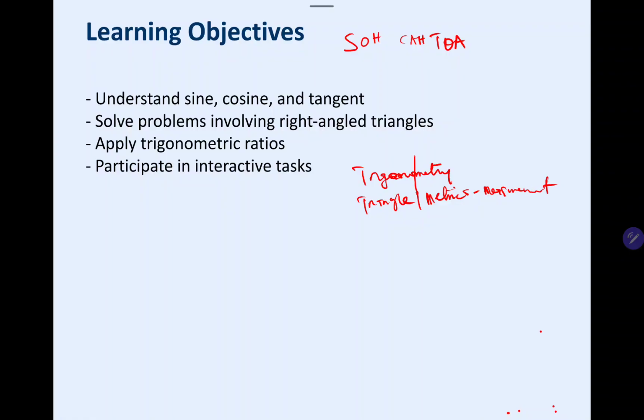So it's not like it's a big word or a difficult thing to do. It only means how you measure triangles. And trigonometry deals mostly with right triangles. A right triangle is a triangle that has a right angle of 90 degrees.